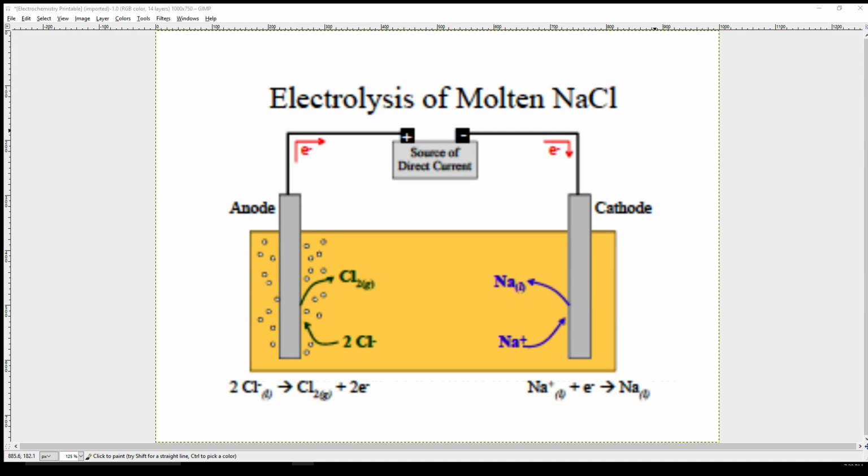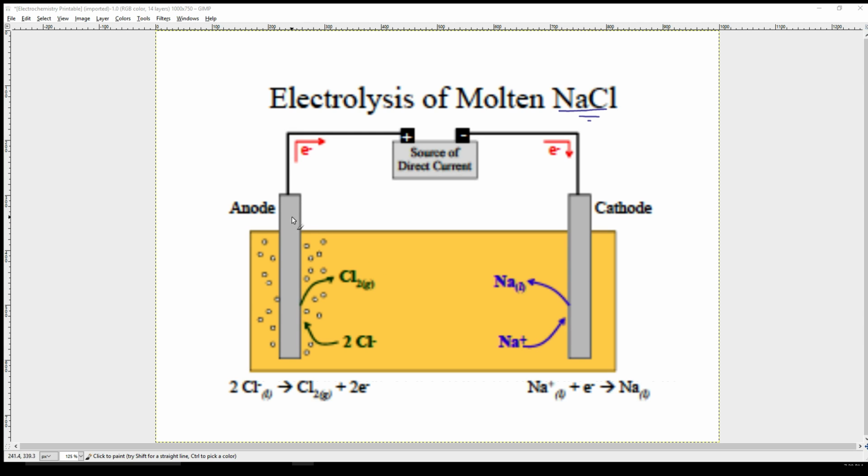Okay, here we have the electrolysis of molten NaCl. So this yellow stuff in here represents melted sodium chloride. Sodium chloride is ionic. Does it take a really low temperature or really high temperature to melt it? Really, really, really high temperatures. So it's hot, hot, hot.